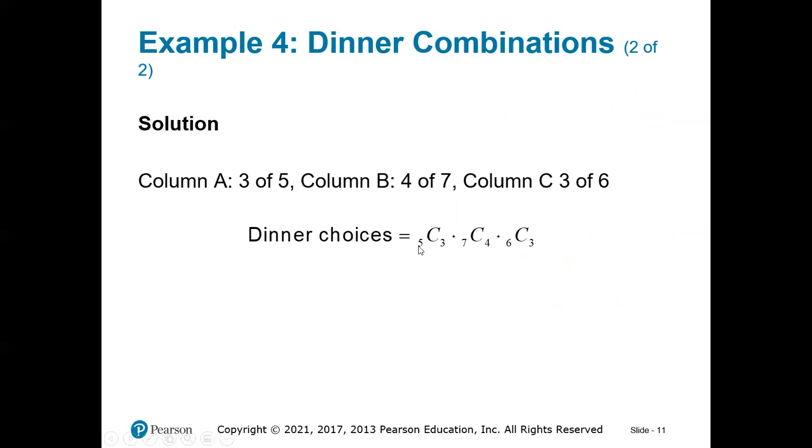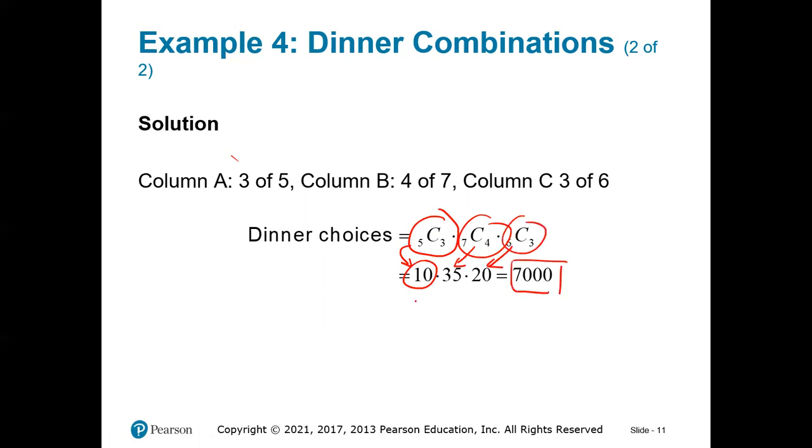So we are going to have how many dinner choices? 5C3, that's how many possibilities from column A. 7C4, how many possibilities from column B. And 6C3, how many choices from column C. And you multiply them all together. If you do the calculation and compute this separately, you find out that this is 10, and this is 35, and this is 20, and therefore you have 7,000 different ways to have dinner in this restaurant. A lot.